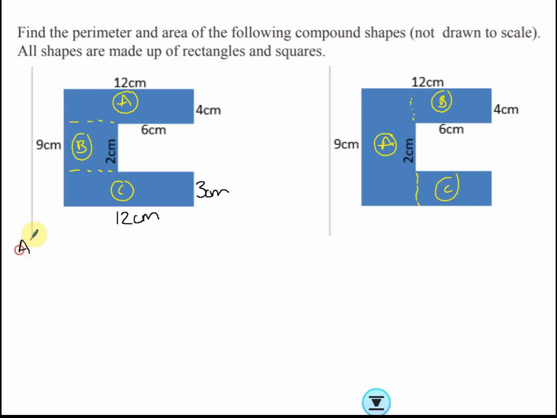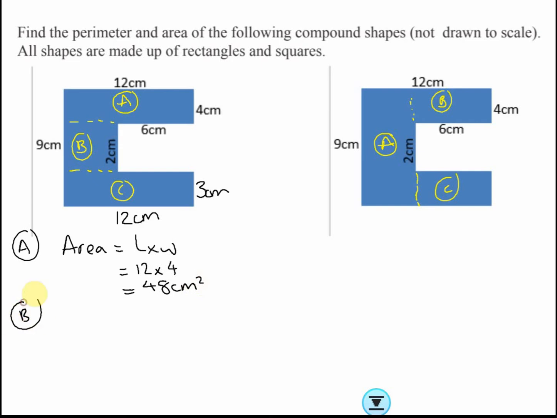So we've got three sections to work out. So area is length times width. Always write the formula, don't skip it. Now for A, do I have the 2 dimensions that make this rectangle? Yes, I do. That's 12 times 4, which is 48 centimeters squared.